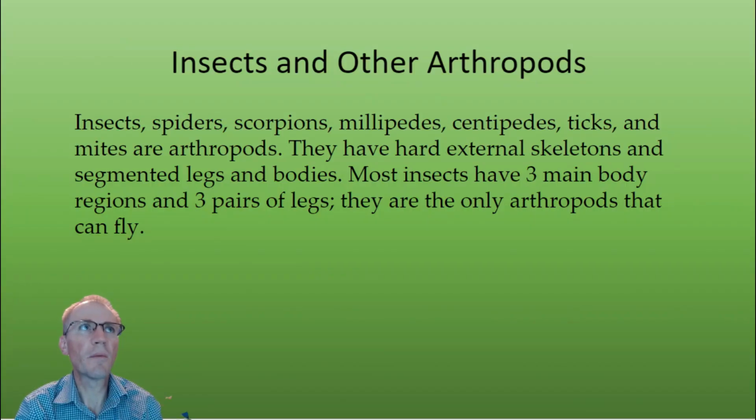Insects and other arthropods. Insects, spiders, scorpions, millipedes, centipedes, ticks, and mites are arthropods. They have hard external skeletons and segmented legs and bodies. Most insects have 3 main body regions and 3 pairs of legs. They are the only arthropods that can fly.